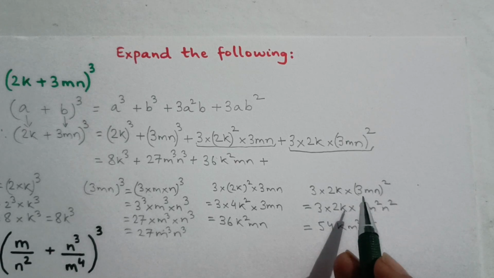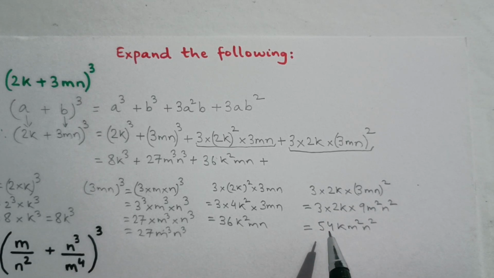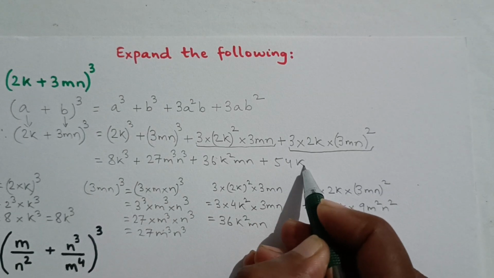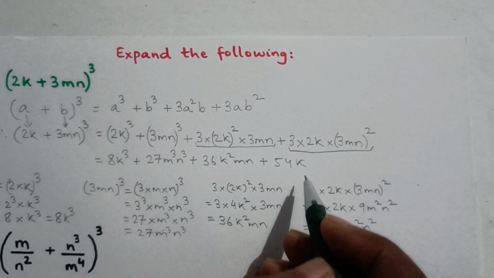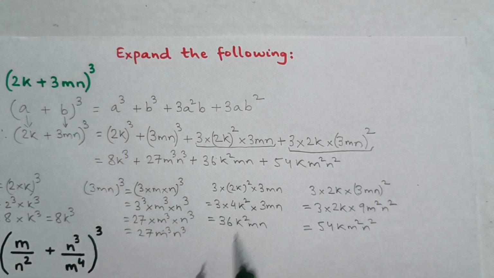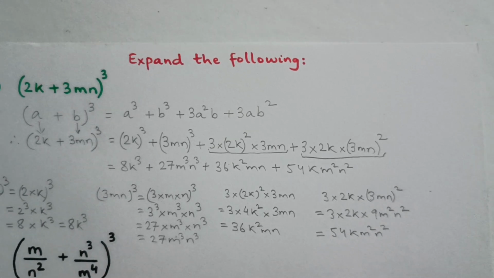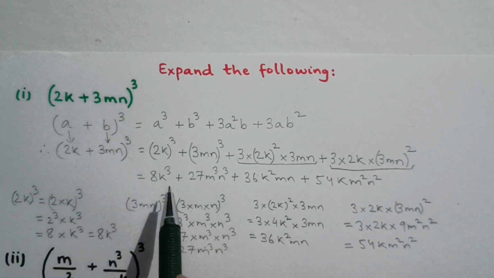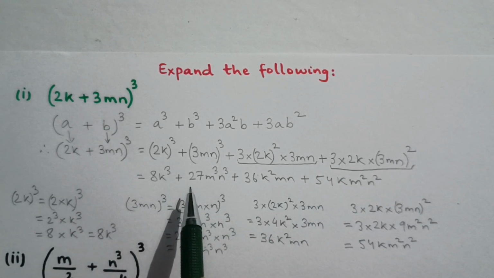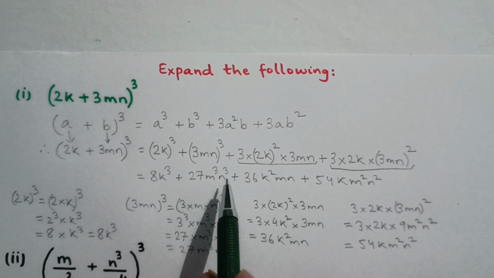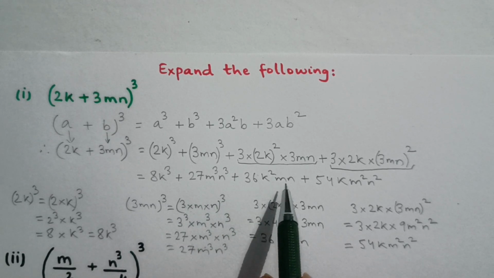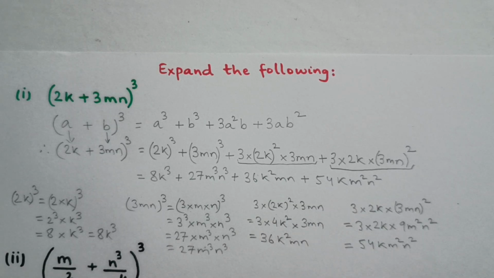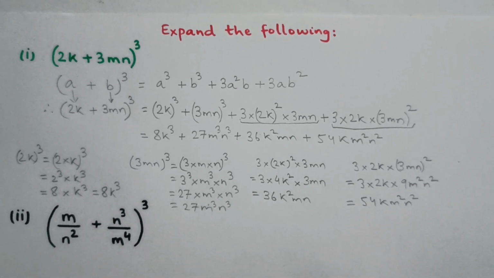So 3 into 2k into 3mn whole square is 54 k m square n square. And this is our final answer. So 2k plus 3mn whole cube is 8k cube plus 27m cube n cube plus 36k square mn plus 54k m square n square. Now let us go to the next question.